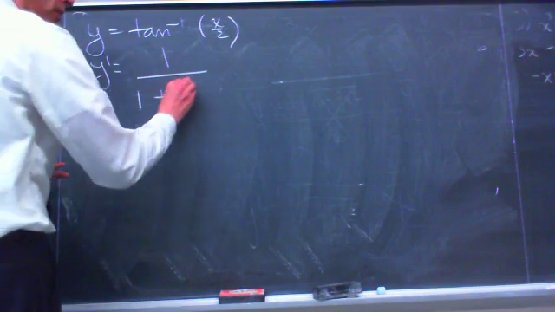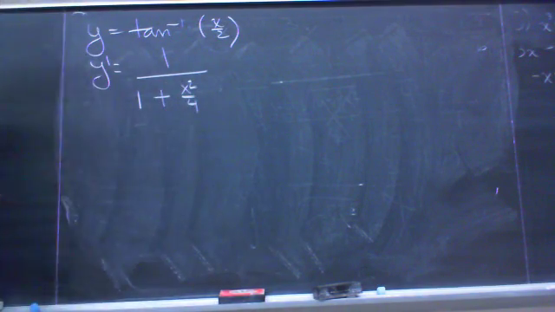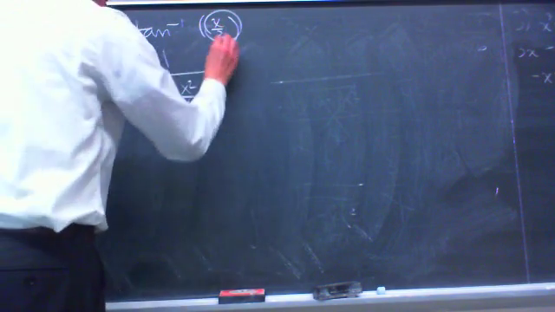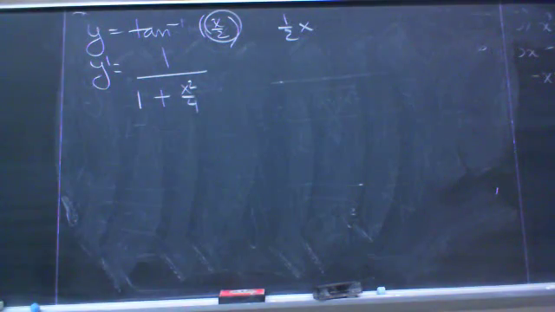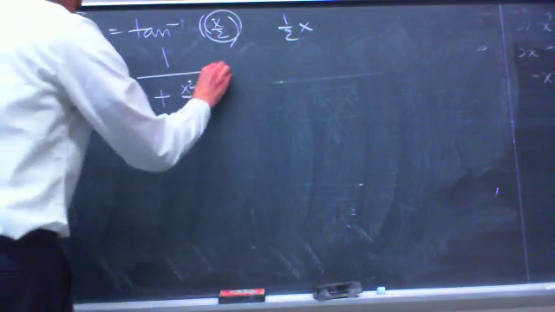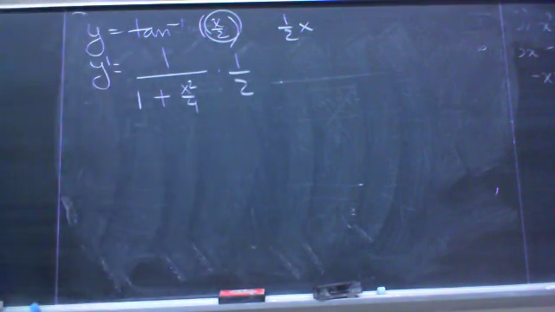So the rule is what? Y prime is 1 over 1 plus, no square root. Yes? The inside stuff squared, that's just x over 2. Squared is what though? X squared over 4 times the derivative of this, which is just 1/2 x. It's the same thing as x over 2. So that is what derivative then?